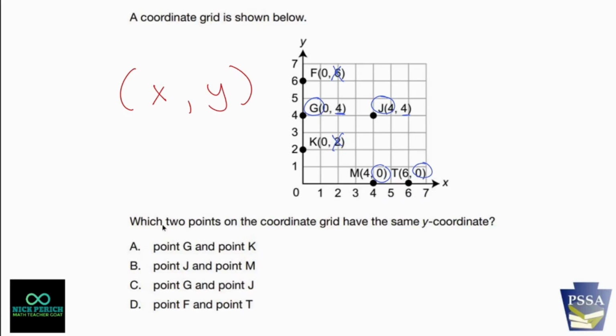So let's see if I have either of those. G and K, nope. J and M, nope. G and J, yup. F and T, nope. So even though there were 2 possible options, the only one that works for me is C, so C is the one that I circle.